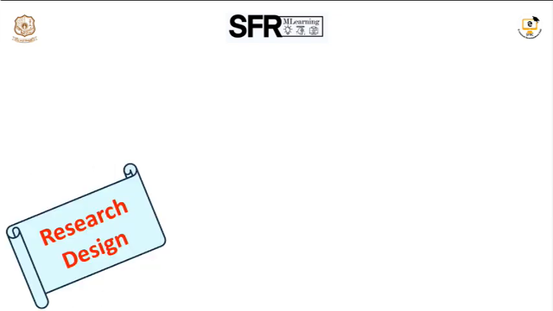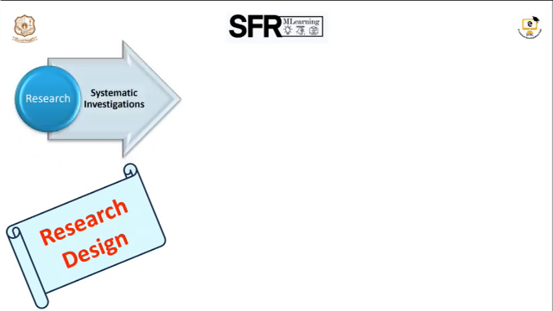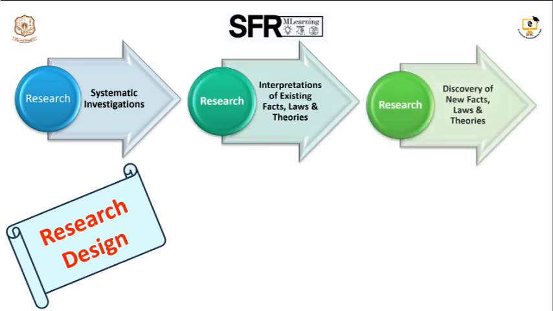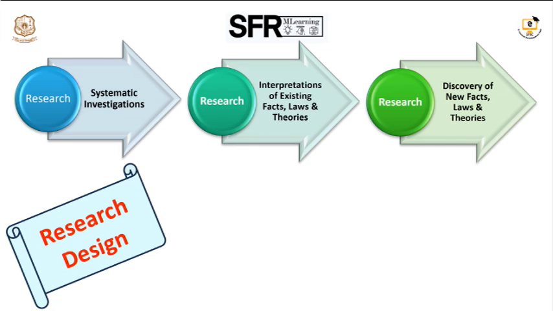Now let's understand the meaning of research in detail. Research is a systematic investigation, which means in research there is collection and analysis of data to answer a particular question. Collection means to gather the data, and analysis means to examine or study the collected data. Research also includes the interpretation of existing facts, laws and theories, which are already present currently and are interpreted in detail.